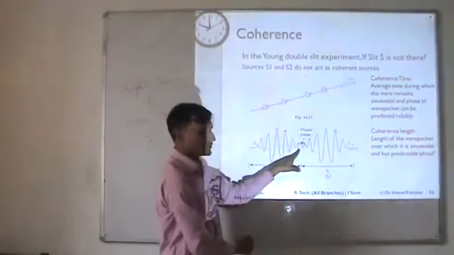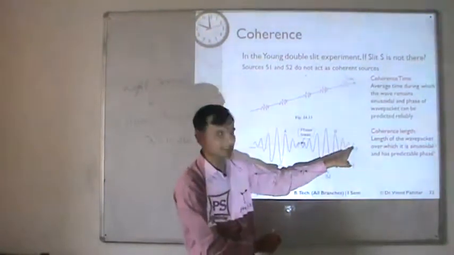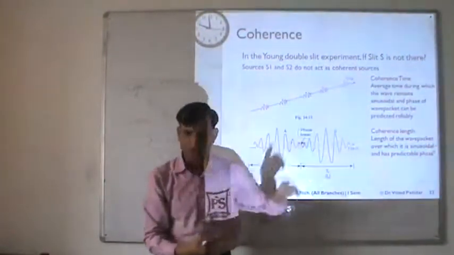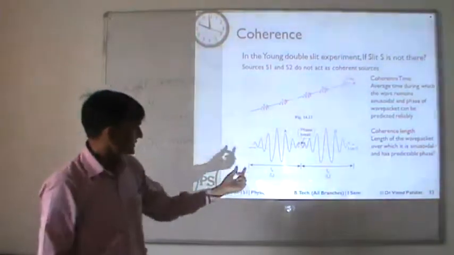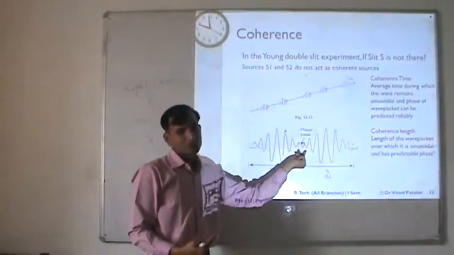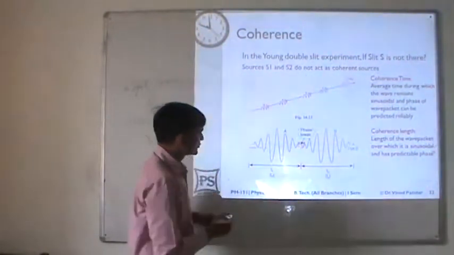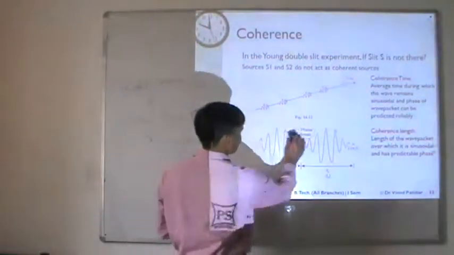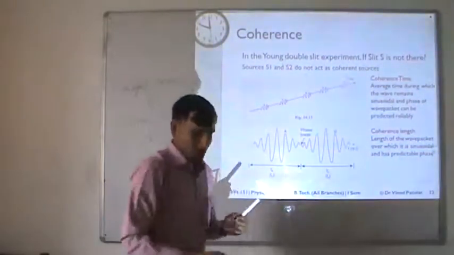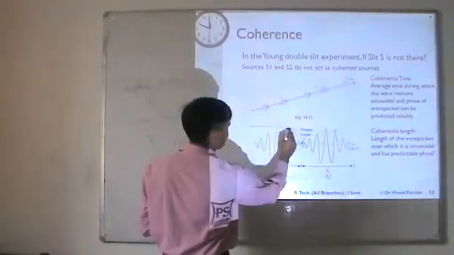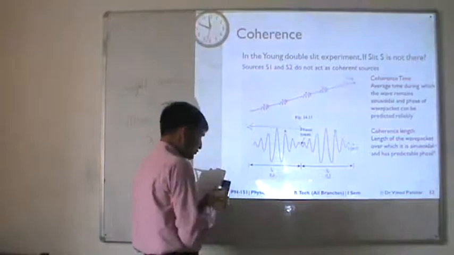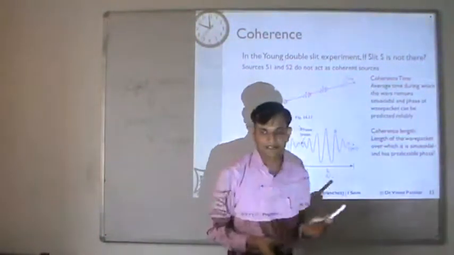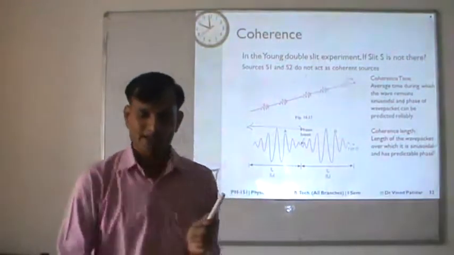Here there is a small discontinuity; up to this point it is a continuous, perfect sinusoidal wave, and so on. So these kinds of breaks are not allowed for coherent sources anyway. Whatever source we are considering here is basically coherent for this range only. So we use two particular terms, coherence time and coherence length, to characterize various light sources.